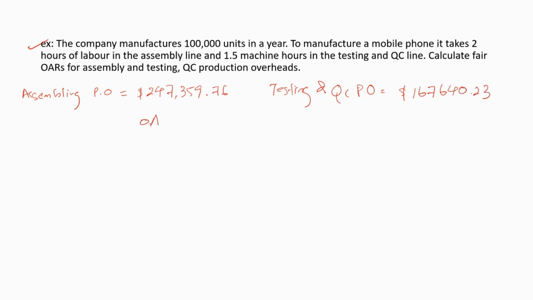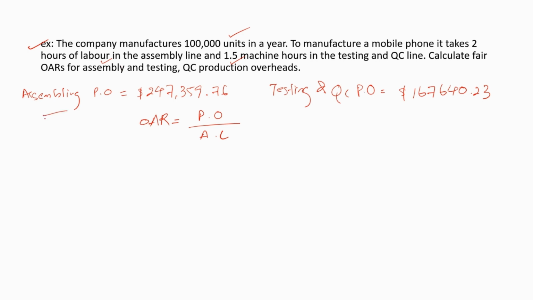So this is the formula to calculate the OAR: production overhead divided by the activity level. Usually in the exam, they will directly indicate what activity level to use in order to calculate the OAR. If they do not indicate that, you have to select a fair activity level. In this example, they have given the number of units, the machine hours and the labor hours. These are the main three types of activity levels we can use to calculate the OAR.